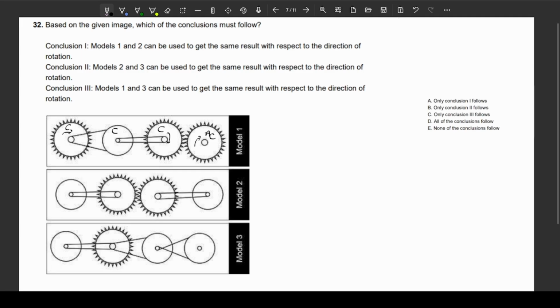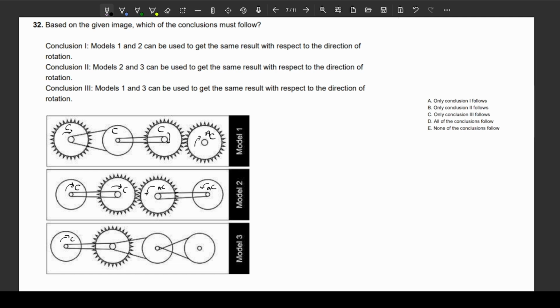Let's go to model 2. Assume the starting pulley moves in a clockwise direction. Since they both are connected in an open belt connection, this will be rotating in the same direction as well. The next are direct connection of gears, hence they move in an opposite direction, which is anti-clockwise. Now the gear and the next pulley are an open belt connection, hence they have the same direction, hence it's an anti-clockwise direction.